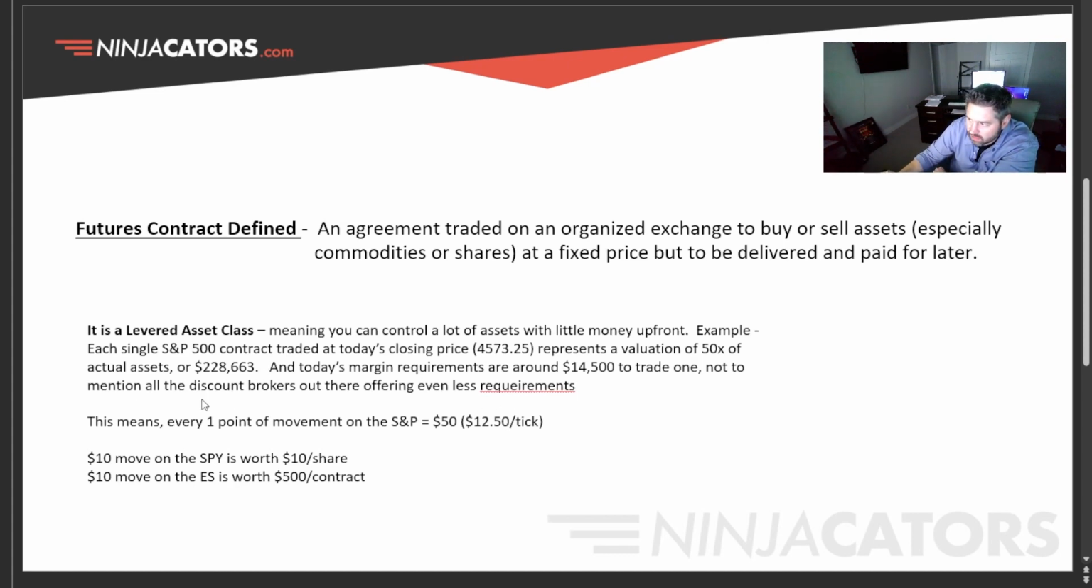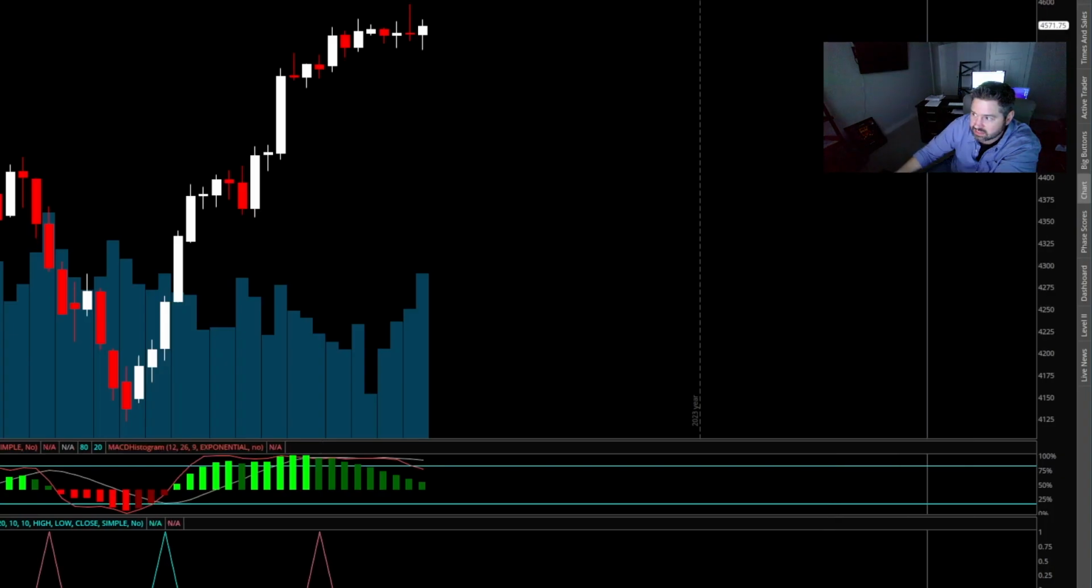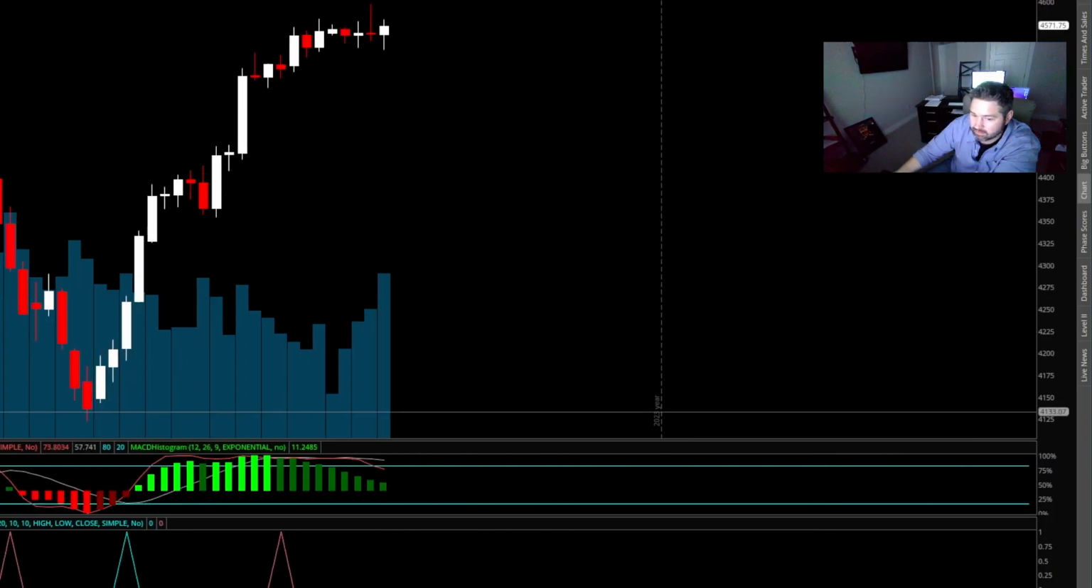So this means every 1 point of movement on the S&P 500 is worth $50, or $12.50 per tick. So in other words, $10 per move on the SPY, which is the S&P 500 ETF, which trades just like a stock, is worth $10 per share. Every $10 of move on the ES is worth $500 per contract, to give you a size and scope of what we're talking about. Okay, let's go into showing you exactly what this looks like.